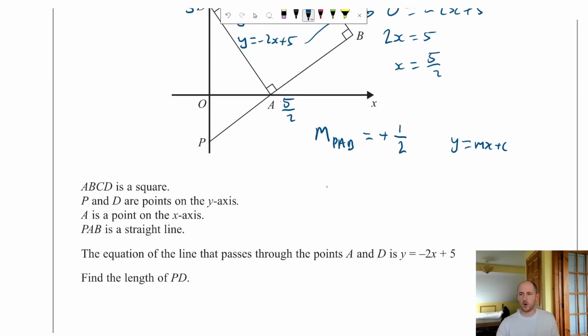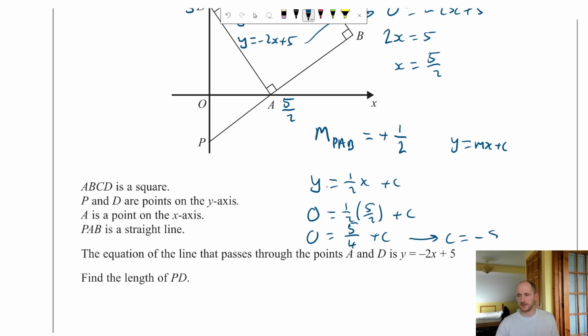So now our y equals mx plus c is y is equal to a half x plus c. Sub in that x equals 5 over 2 when y equals 0. So 0 equals a half times 5 over 2 plus c. So that would be 0 equals 5 over 4, let's write it as, plus c, which means c is equal to minus 5 over 4. That is my y-intercept. In other words, that's this coordinate here.